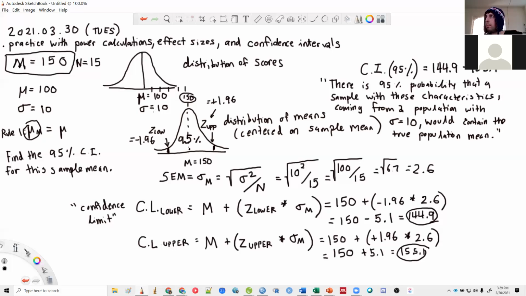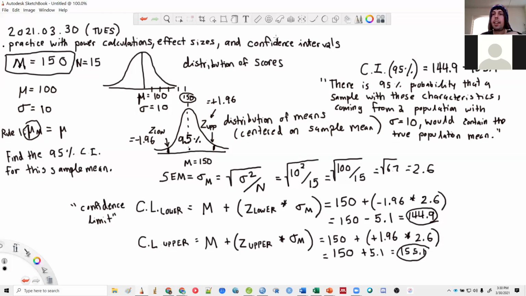The confidence interval tells us that if we made an assumption about the population that its mean was 100, and we turn that into our null hypothesis, where if there was no effect or no difference between groups, whatever the case may be, if our prediction about the population was that it has a true mean of 100, then it's incredibly unlikely that a sample mean of 150 would contain that value of 100. That value of 100 as a population mean is incredibly unlikely.